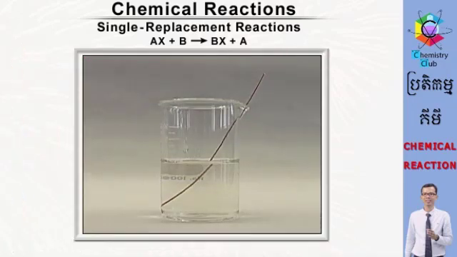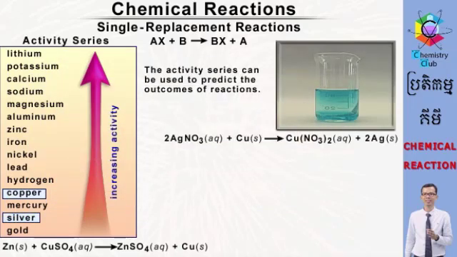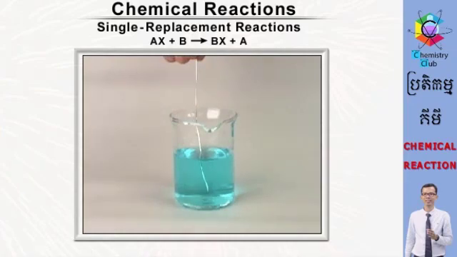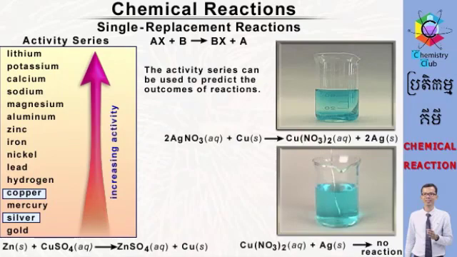If you were to place a copper wire into a solution of silver nitrate, would the copper displace the silver? Looking at the activity series, you can see that it would. Silver would leave solution, plating on the wire, and aqueous copper 2 nitrate would form, giving the solution a bluish tint. What would happen if you placed silver in copper 2 nitrate solution? In this case, a look at the activity series tells you nothing would happen.